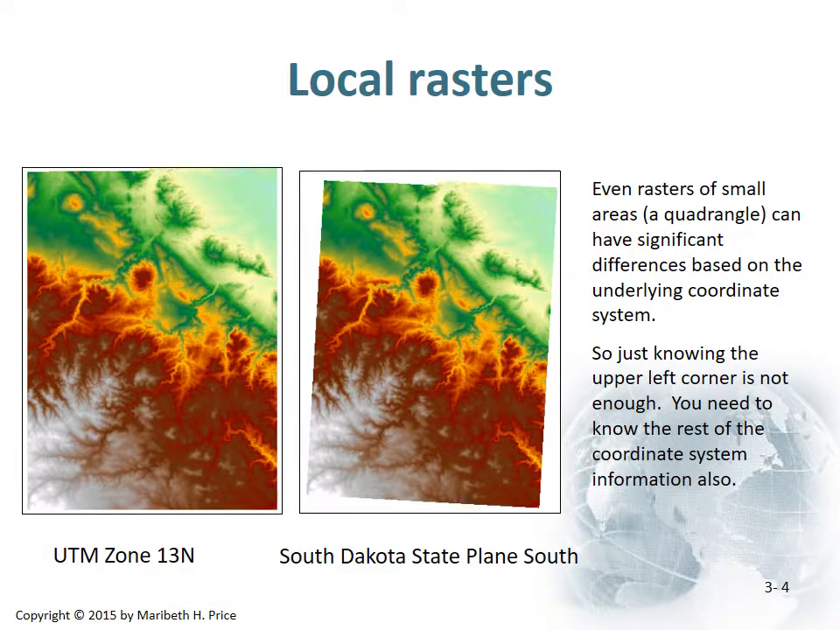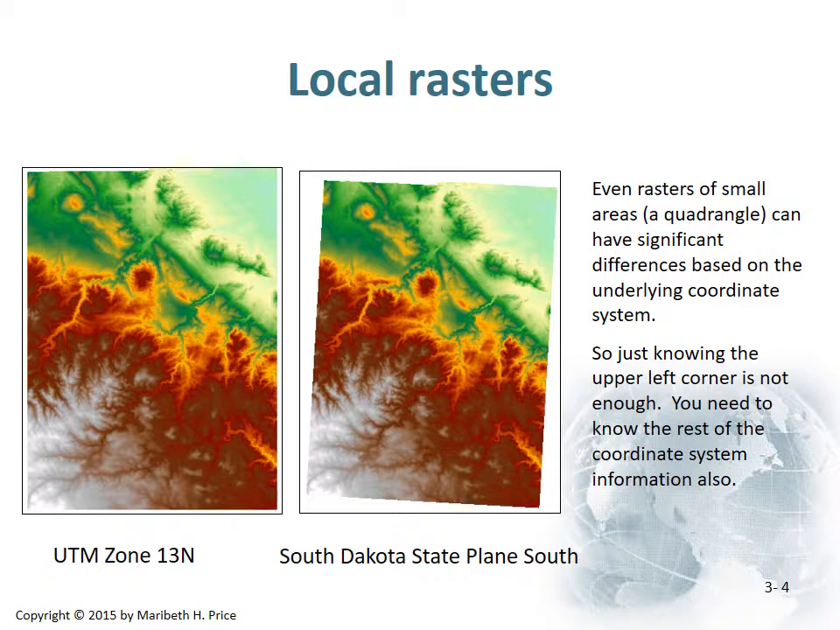So if we zoom in on things, we can get what we're calling local rasters, so portions of larger areas. Still, you think of it like a study area. So we can have a smaller area within South Dakota. Here, two examples based on UTM Zone 13 North or South Dakota State Plane.